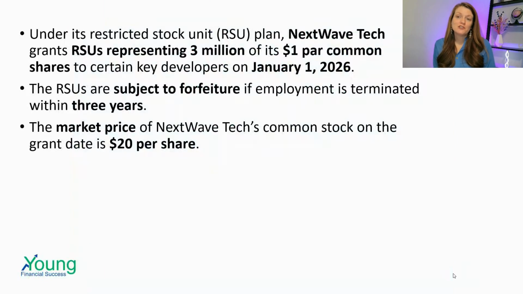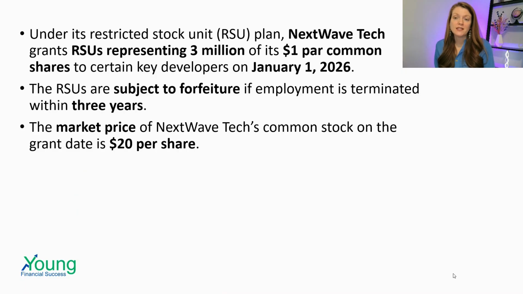So under its restricted stock unit plan, so this is the second one we looked at, the second example, Next Wave Tech grants RSUs, restricted stock units, representing 3 million of its $1 par common shares to certain key developers on January 1st, 2026. So it's 3 million shares. They are all $1 par common stock. The restricted stock units are subject to forfeiture if the employee is terminated within 3 years. That means it's a 3-year vesting period.